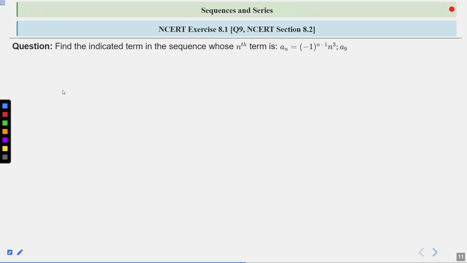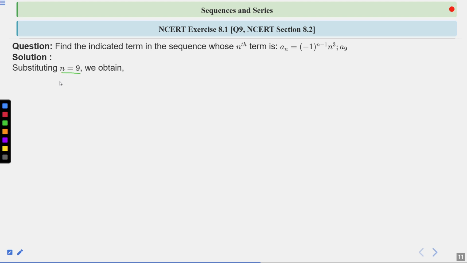This question. The nth position rule here is minus 1 raised to the power n minus 1 times n cubed. Using this I can find the nth position term. In this I have to find the 9th term. Solution.